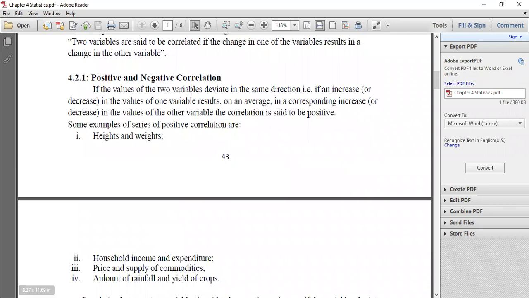Another instance is the household income and expenditure. Now, this is true because once, say, you are earning 20,000, you're likely to spend only as much as the 20,000 allows you. But when you start earning, say, 50,000, then you again increase your expenditure. And you find yourself now spending over 40,000 and such.